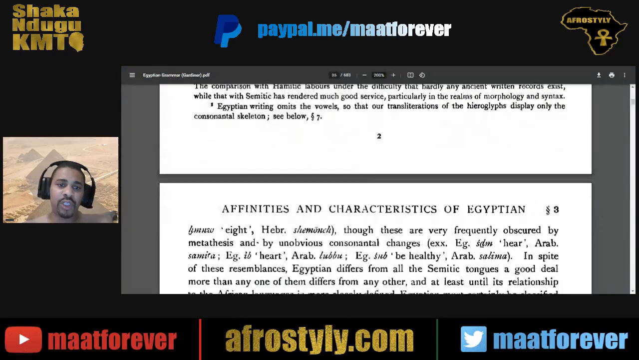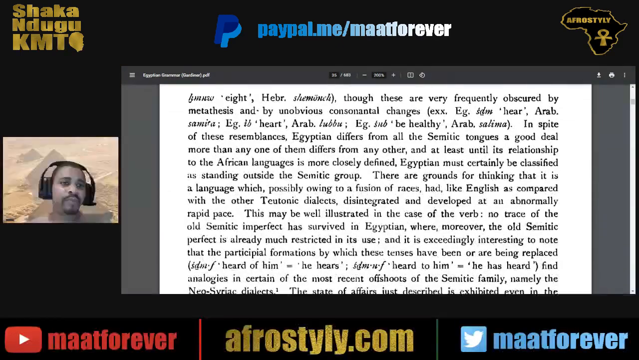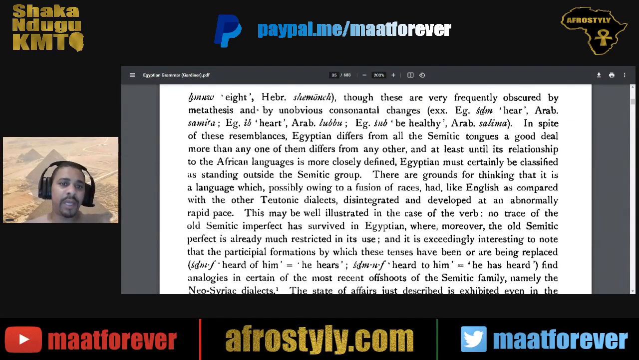Moving to page 3. Hemenu, eight, Hebrew shemone. Though these are very frequently obscured by metathesis and by unobvious consonantal changes, example: sejem, hear, Arabic samia; ib, heart, Arabic lubu; seneb, be healthy, Arabic salima.